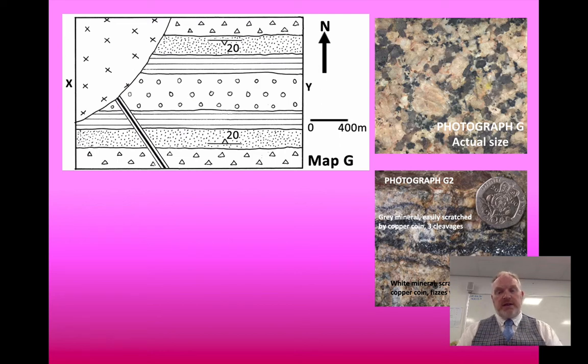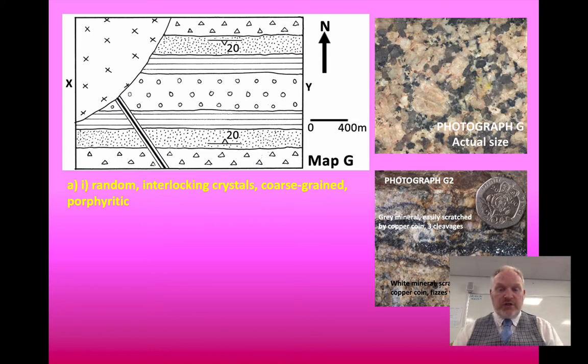Let's have a look at the answers to question 7, all related to map G in your Theme 14 booklet. The first question asks you to describe the texture of the granite that's shown in photograph G. Like all igneous rocks, it has random interlocking crystals.